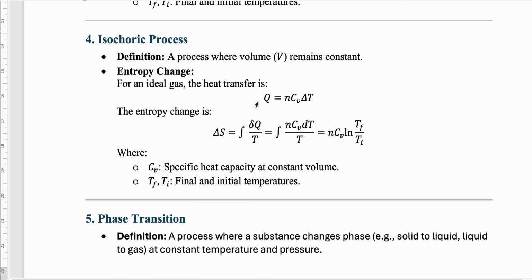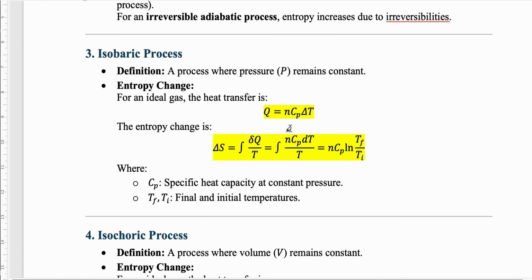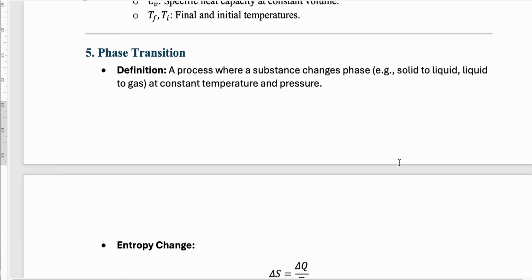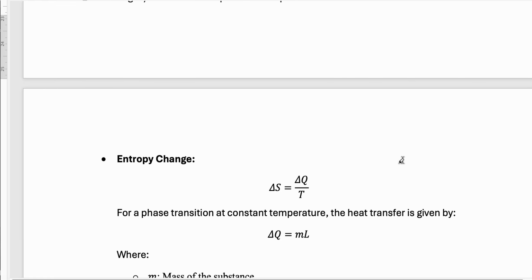Isochoric process also we can do it, right? That is N Cv delta T. So here also we are going to do the same thing. The relation for entropy for isobaric and isochoric process looks similar. See, N Cv ln of Tf by Ti, because isochoric process has volume constant, isobaric has pressure constant, and N Cp ln of Tf by Ti. So the relation is more or less similar except Cp and Cv.